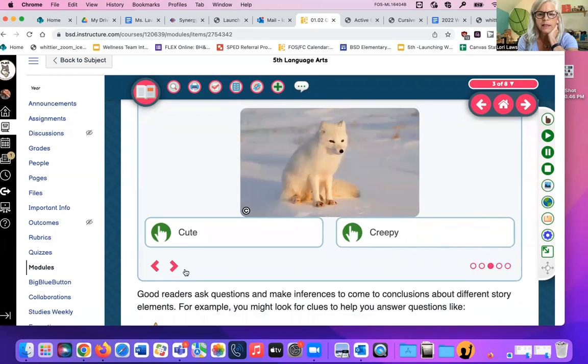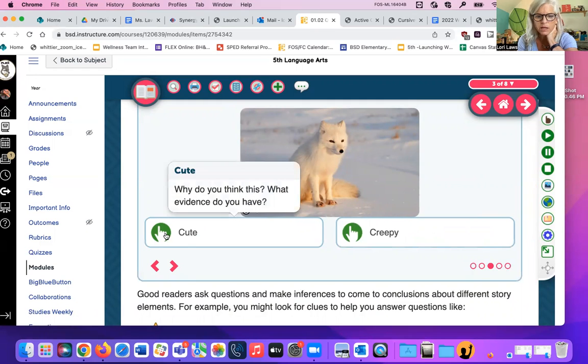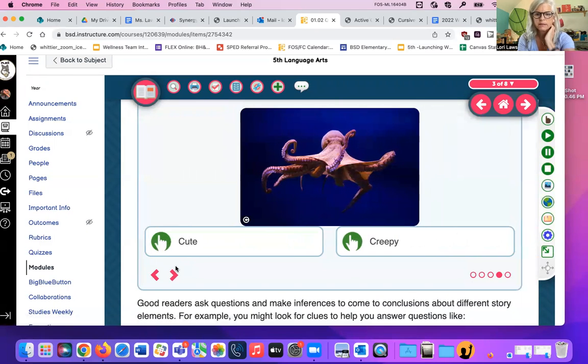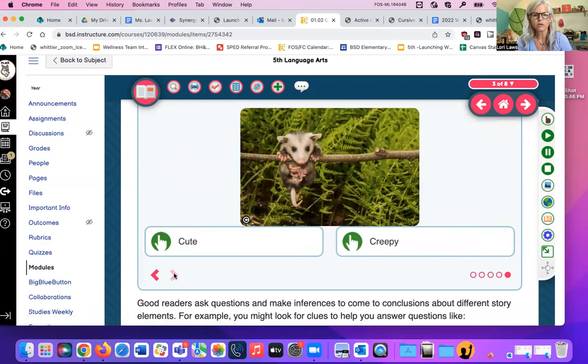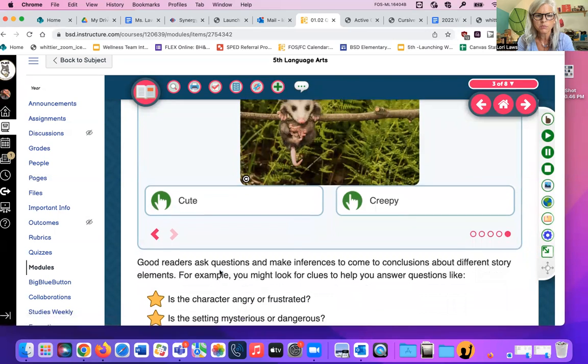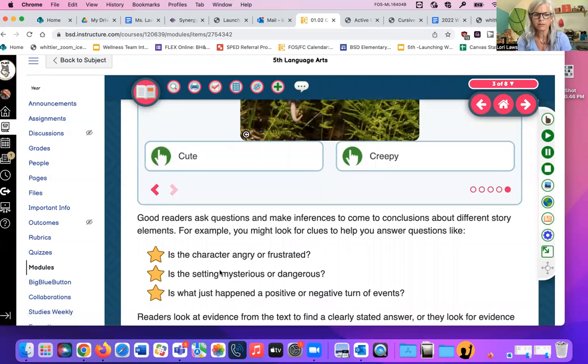Ooh, cute or creepy? I think everyone's going to think this little Arctic fox is cute because he's so fuzzy and white and beautiful, but you need to use your own evidence. Cute or creepy? And what evidence do you have? And finally, cute or creepy, a little possum. Opossums are the only marsupial in the United States. Marsupials have pouches that their babies grow up in.